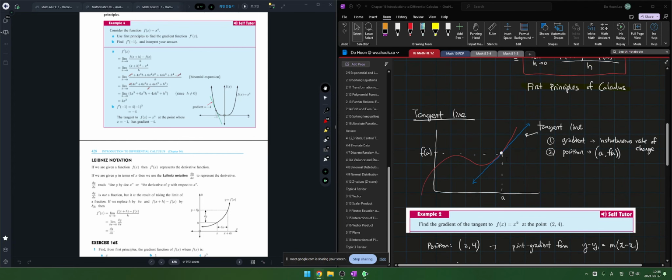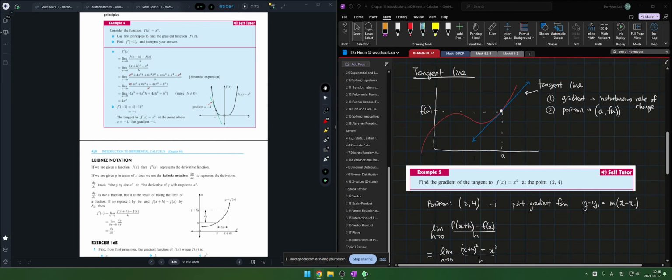which kind of coincides with the idea of the tangent line. The tangent line is the line that touches the graph at a certain point. Because it touches that graph at exactly one point, the gradient of the tangent line is going to be the instantaneous rate of change of that graph. So how do we find the gradient? Well, we use the first principle of calculus, and then we know the position, a and f of a, so we can find the equation of the tangent line.